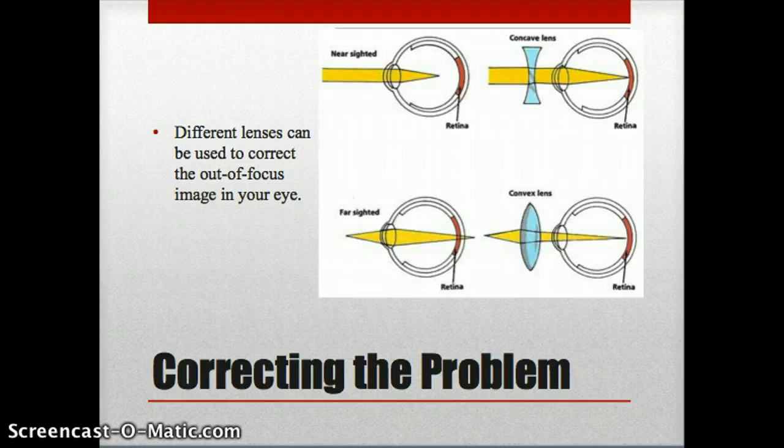Now we have how different lenses can be used to correct the out-of-focus image in your eye. Like we said, concave lenses push the focus point back onto the retina, and convex lenses bring it forward onto your retina, again, for hyperopia.